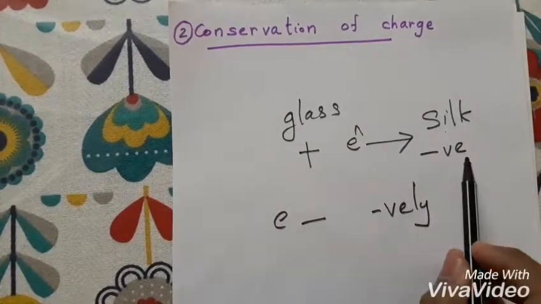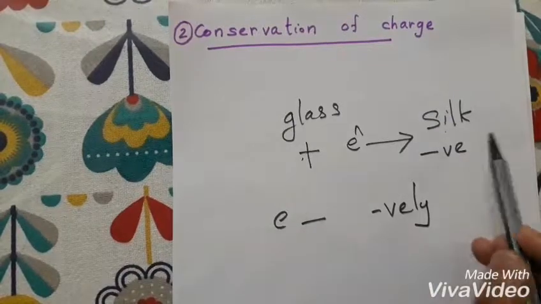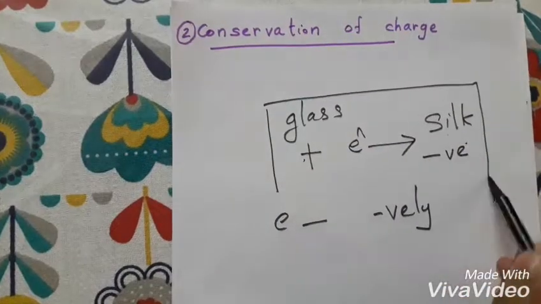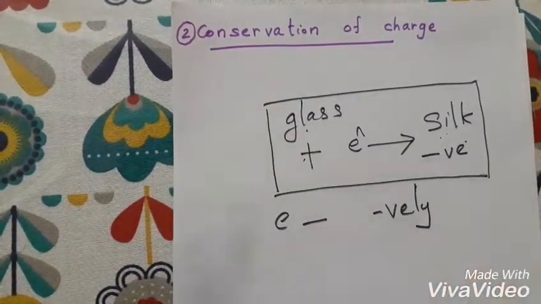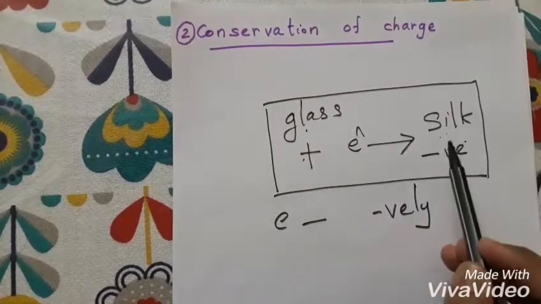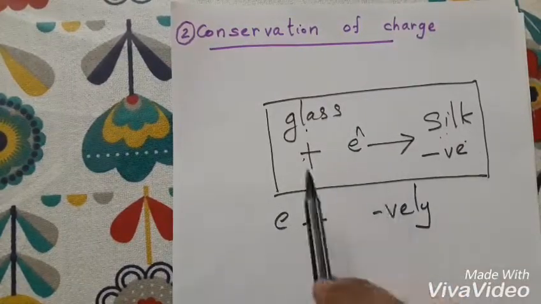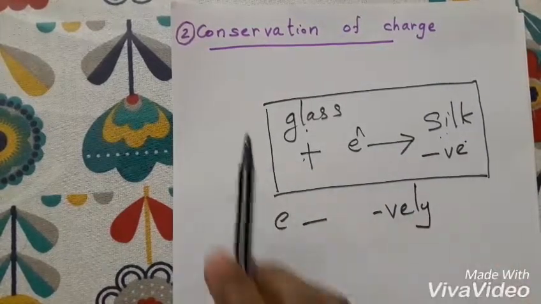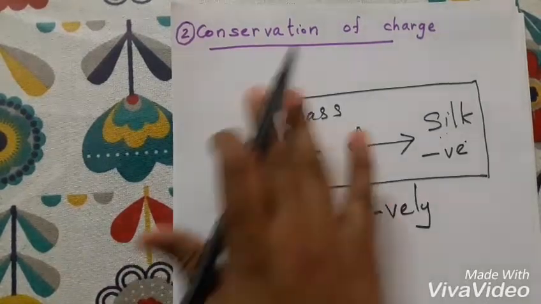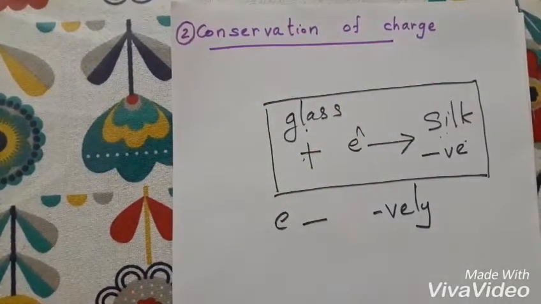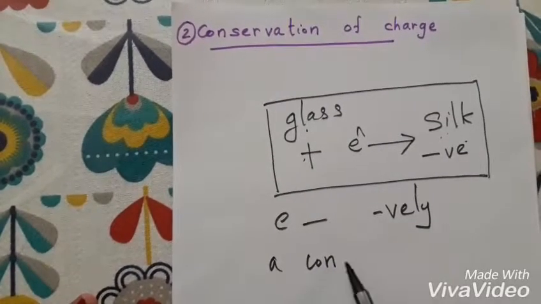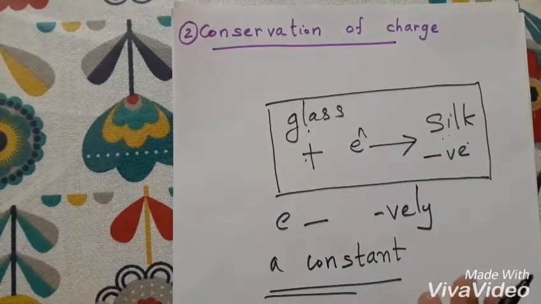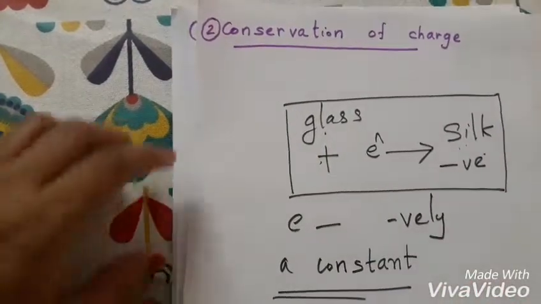So when an electron is lost, this body gets a positive charge and the silk, which gets the electron, gets a negative charge. But if this is an isolated system, the glass and the silk alone, the glass loses 1 electron, silk gets 1 electron, but still the total number of charges remains the same. So that is all about conservation of charge. The total charge of an isolated system remains a constant. Charge can neither be created nor be destroyed.